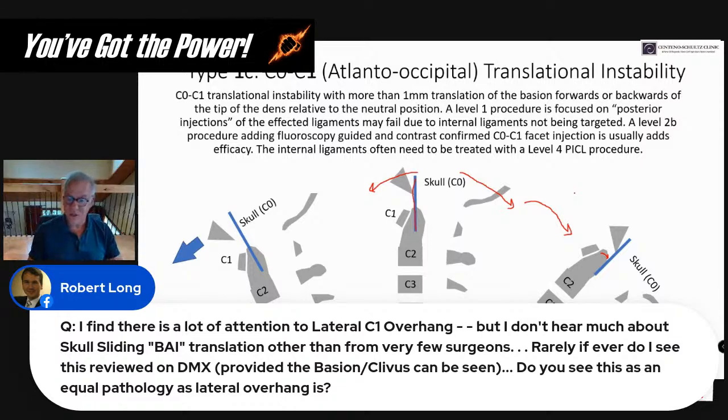Now, there's more to that story because here we're also talking in all likelihood about some abnormalities of the C0C1 joint. Because if we have a deep C0C1 joint, that's going to prevent that skull motion from occurring because it's going to be a bony block preventing that motion. So most patients that have this type 1C have a shallow C0C1 joint like that. And so that allows more of that skull sliding to occur.